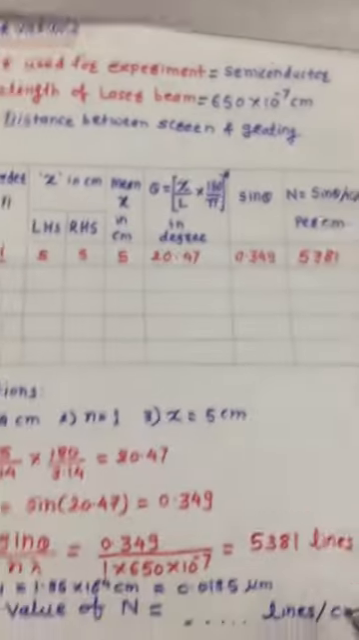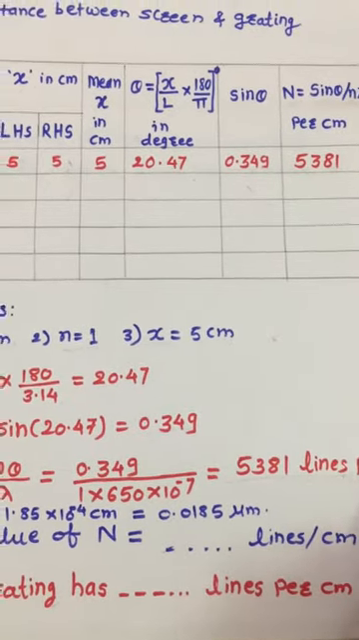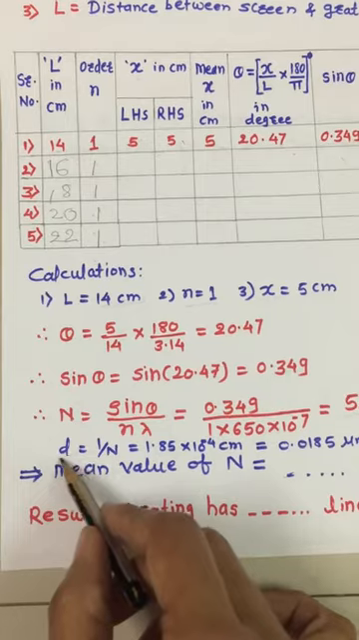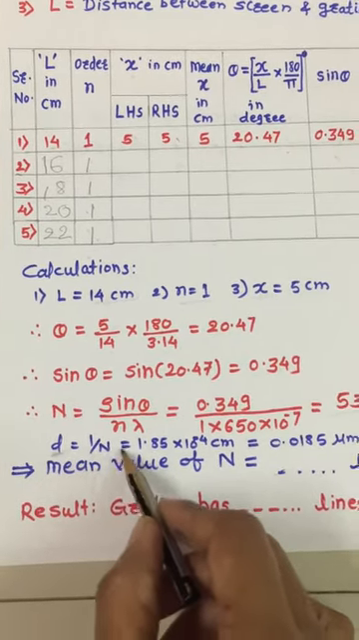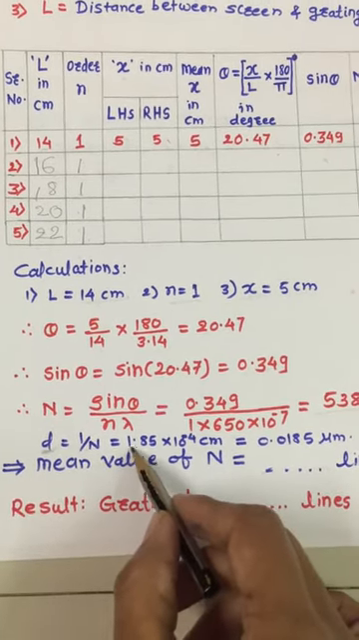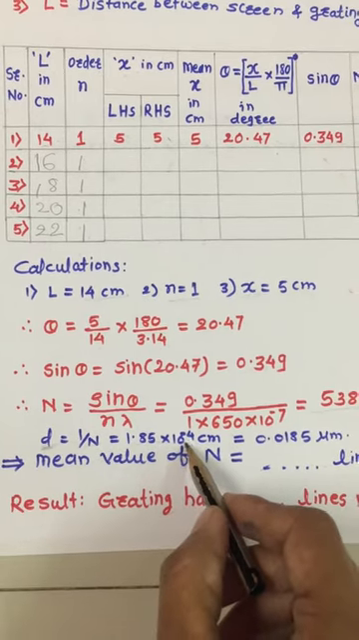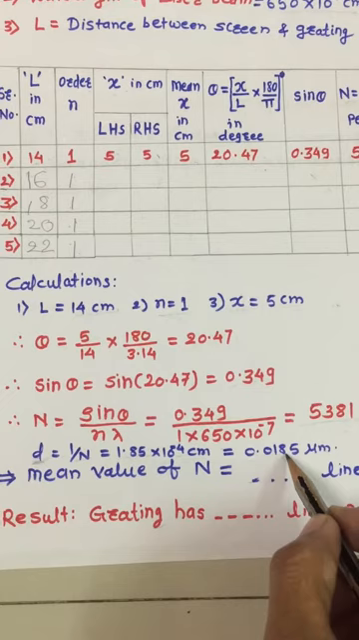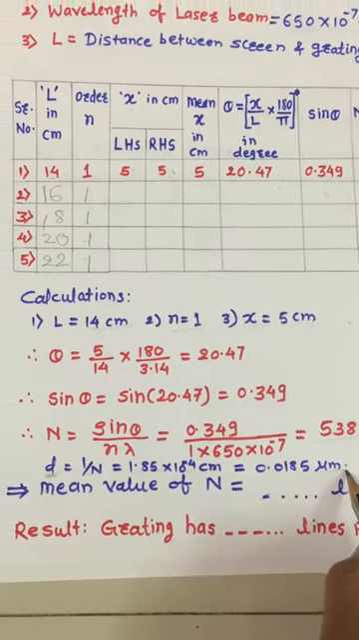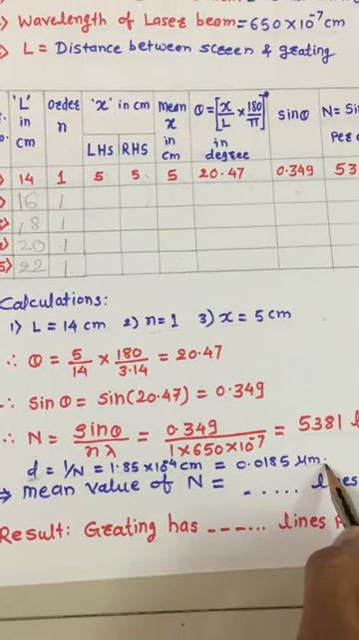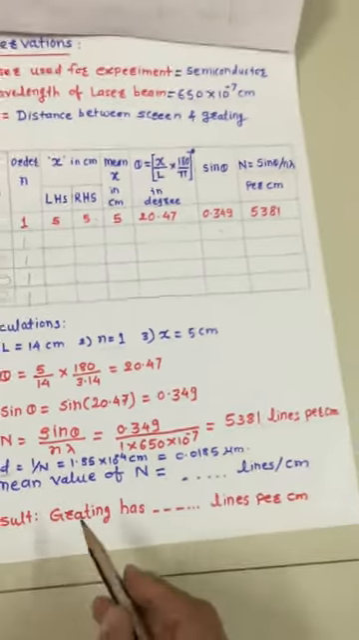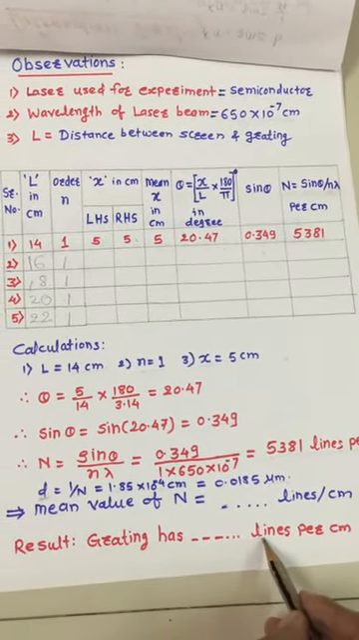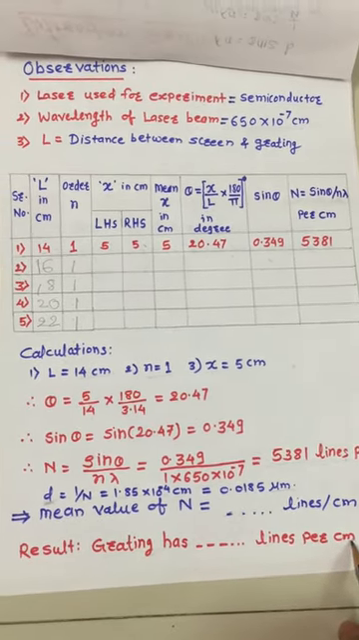If this value comes out to be 5381 lines per centimeter, what it indicates is that d, the spacing between adjacent lines, that is 1 upon n, comes out to be 1.85 into 10 raised to minus 4 centimeter, that is 0.185 micrometer, which is very small. We cannot see it with our naked eyes. Hence, the result of today's experiment is that this grating has near about 5000 lines per centimeter.